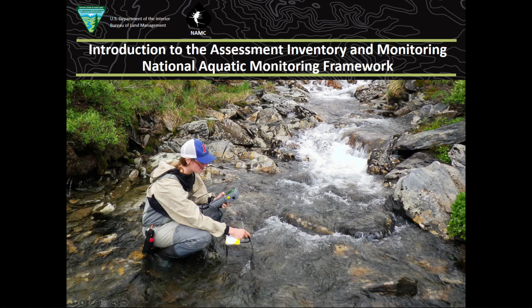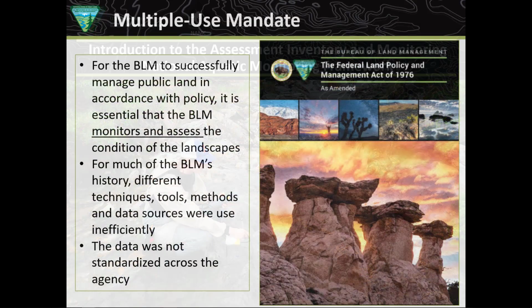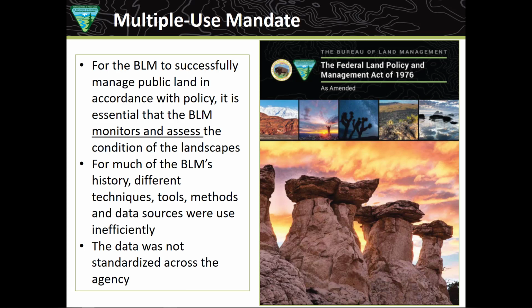In this video, we will be discussing the aquatic component of the Bureau of Land Management's Assessment, Inventory, and Monitoring, or AIM strategy. For the BLM to successfully manage public land in accordance with their mission and other policy, it is essential to monitor and assess the condition of landscapes it is managing.